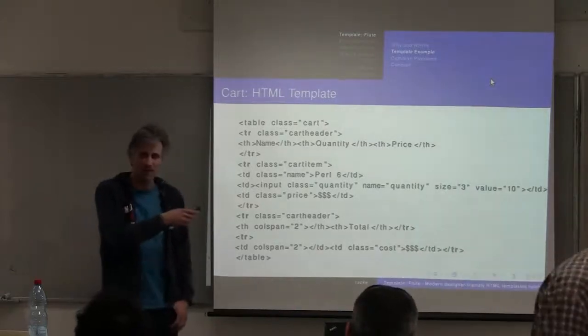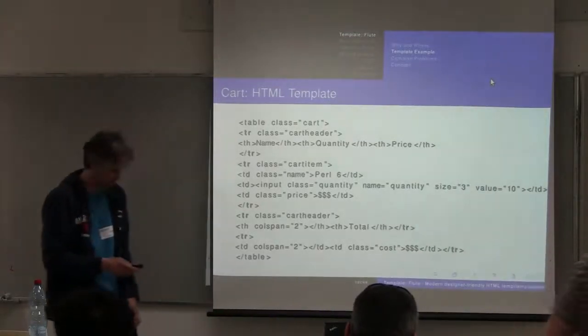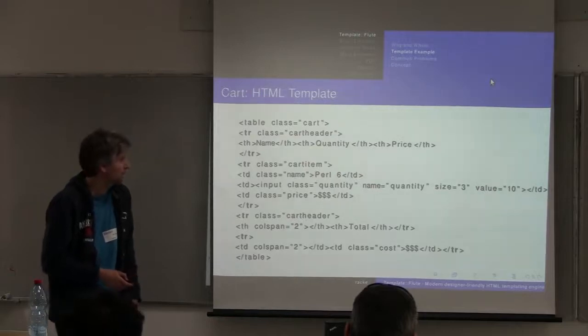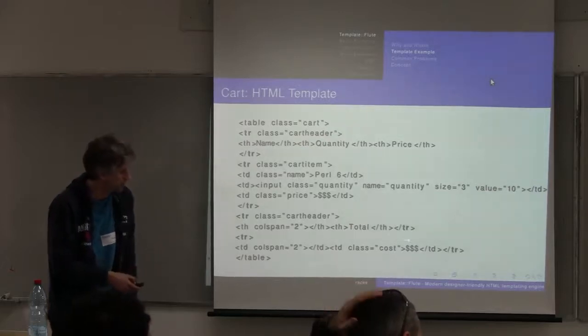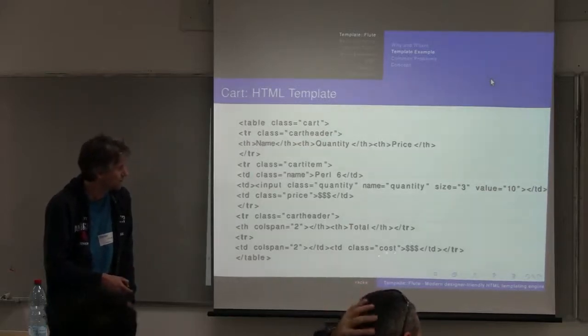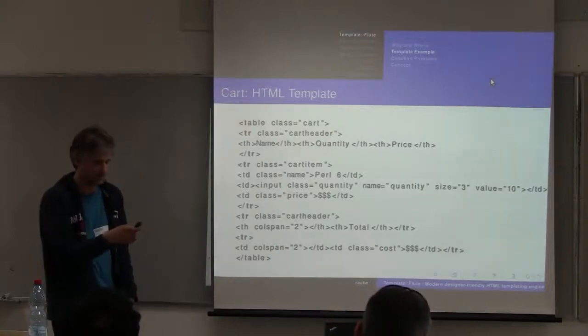It's a bit more complicated if you have the HTML source code. But you can see here, this is the line of items. And just down here, you have the total cost. This is the place where you want to put stuff in.